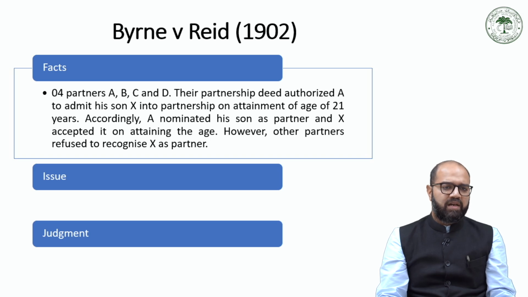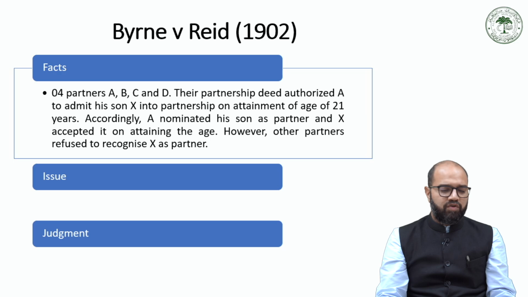The facts are that there are 4 partners, A, B, C and D. Their partnership deed authorized A, one of the partners, to admit his son X into the partnership on attaining the age of 21 years. Accordingly, when X attained the age of 21 years, A nominated his son as a partner, and X, the son, accepted such nomination. However, other partners refused to recognize X as a partner.